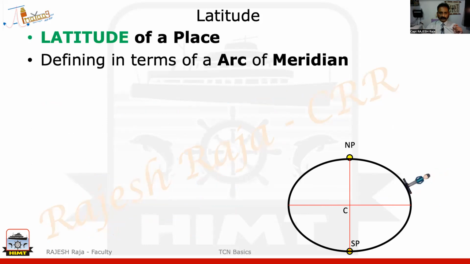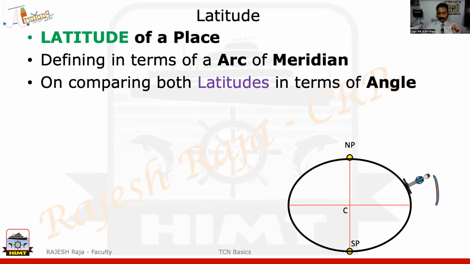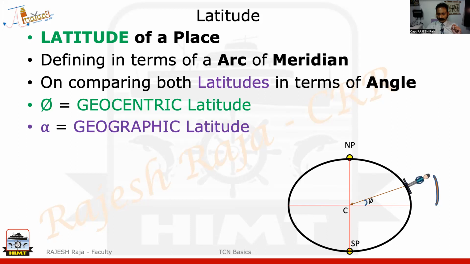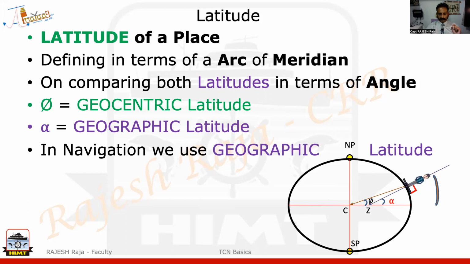Okay. So when I define in terms of arc, it is common. There's no difference in that. But when I compare in terms of angle, please see this. Theta is geocentric latitude. That means I'm joining the point of that place with the center. It's called theta. But if I'm joining as a vertical, please remember it is alpha, and this is your center of curvature. And please remember both of them are different. In navigation, we will use alpha, which is your geographical latitude.